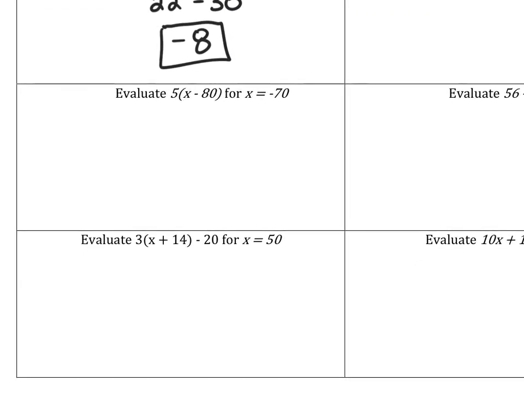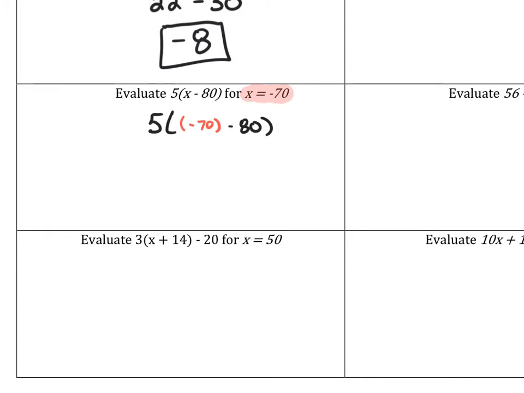All right, same idea on your next example. You've got to evaluate 5 times x minus 80 for x equals negative 70. So you plug it in. So watch this. You've got 5 parentheses. Now, don't get confused when I do this. I like to put parentheses around what I'm plugging in. Okay? Now, I will tell you why. It doesn't really mean anything. It just, in my eyes, knows that I've plugged something in for that, and I've got that.